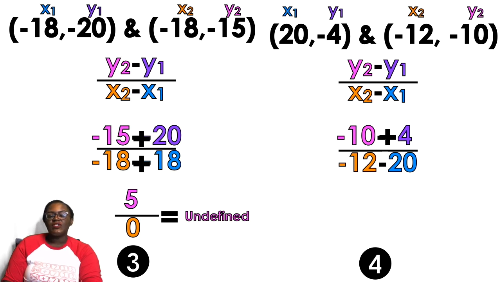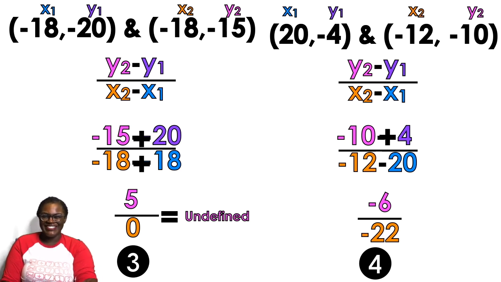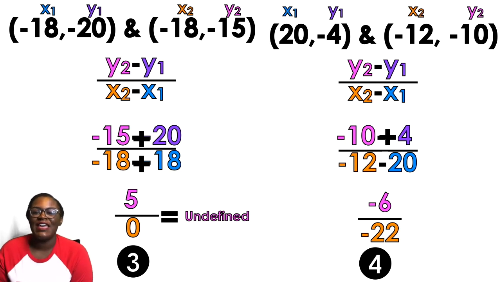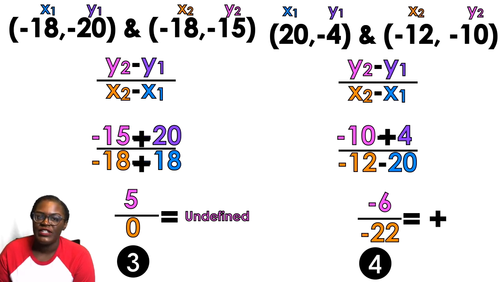Okay? So now we need to simplify the fraction, right? Negative 6 over negative 22. When I simplify that fraction, what number goes into both of those? Did you say 2? Very good. So then I would simplify, and what happens to a negative over a negative? It definitely turns into a positive, right? So that's going to be positive 3 over 11. You don't need to write the plus sign, but I wrote it just because we're learning.